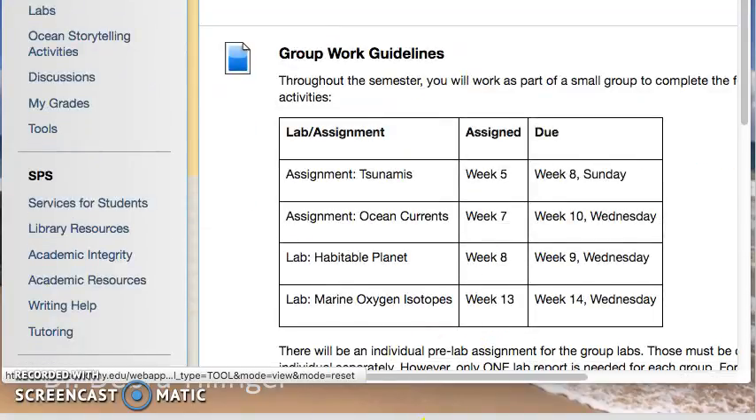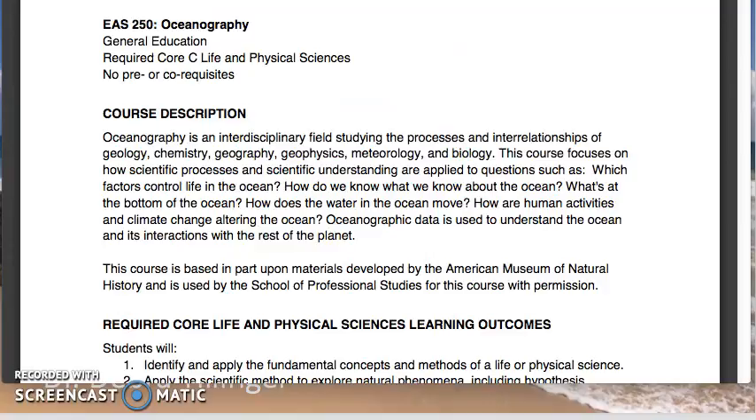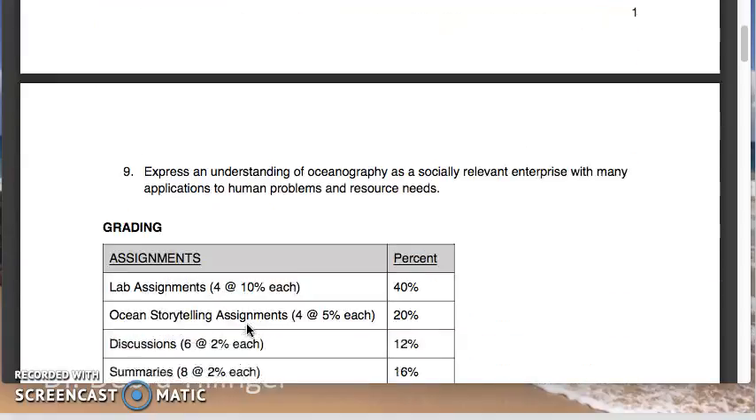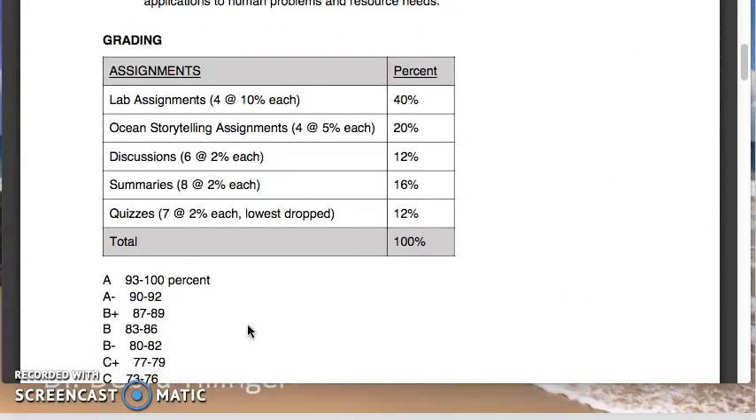We'll talk more about group work in week 5, and I'll explain what I mean by ocean storytelling in just a minute. The grading is broken down specifically in each of those documents, but for now, just look at the syllabus to get a sense of the assignment types and weights. After the course description and learning outcomes, there's a list of activity types and grading.